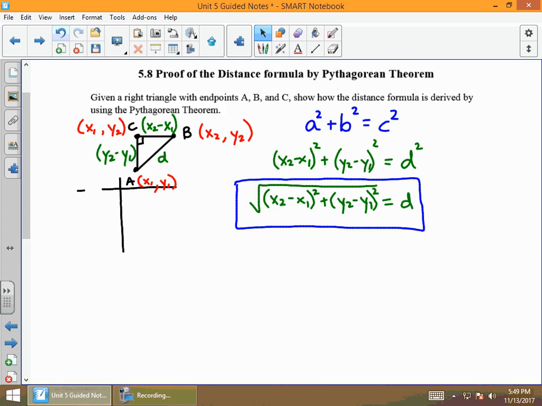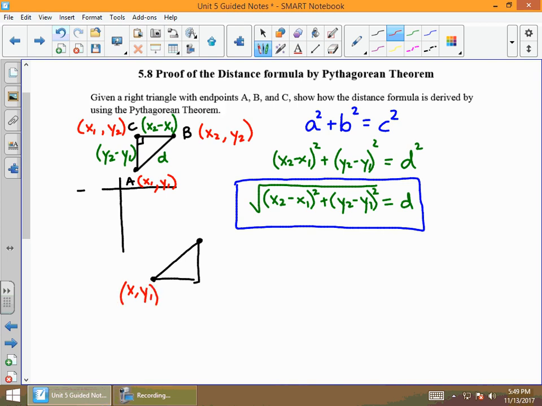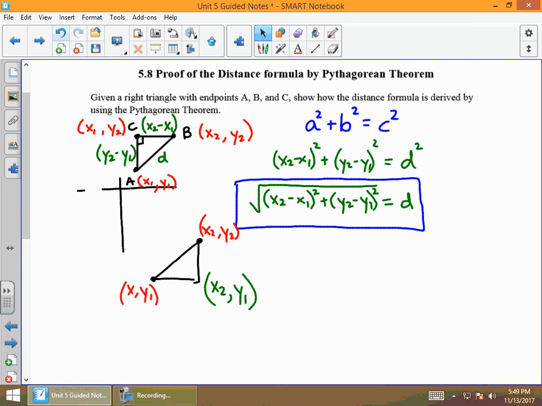The other thing I could have done, if I would have looked up here earlier, is I could have had my point A up here to point B. I could have made my triangle on the bottom. So if point A is at x1, y1, and B is at x2, y2, then point C down here is the same x value as B, so it's x2, and it's the same y value as A, y1. I could have done this. And if I do that, this distance is still x2 minus x1, and this distance is still y2 minus y1.